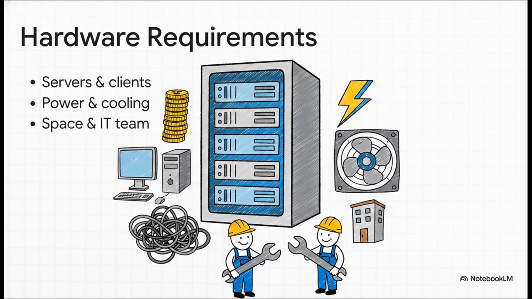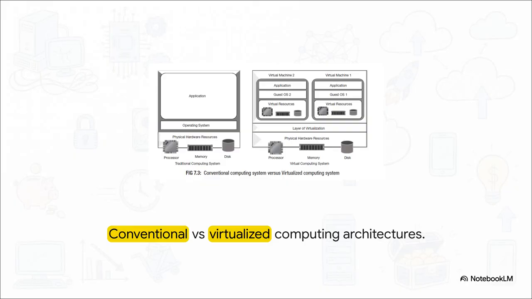just to keep the lights blinking. When we look at a conventional computing setup, the application sits right on top of an operating system, and that OS is tightly coupled to highly specific physical hardware resources. We're talking about the processor, the memory, and the disk forming this absolute concrete foundation. In this traditional model, the software is rigidly bound to that specific piece of hardware, meaning if that physical disk goes down, your application crashes right along with it.